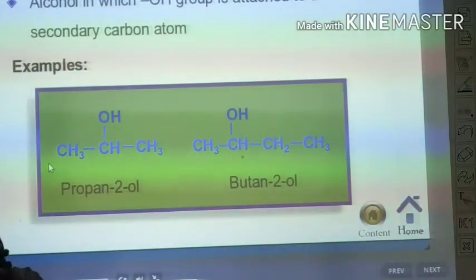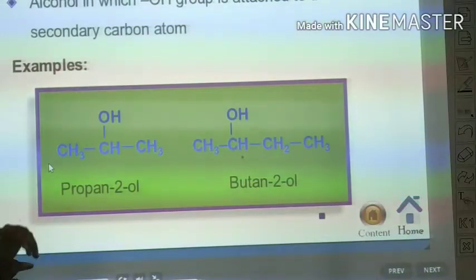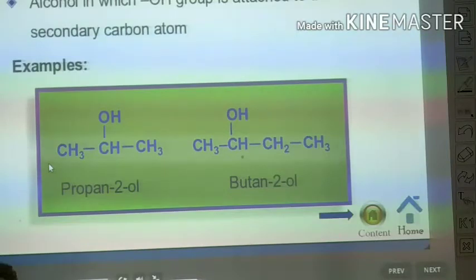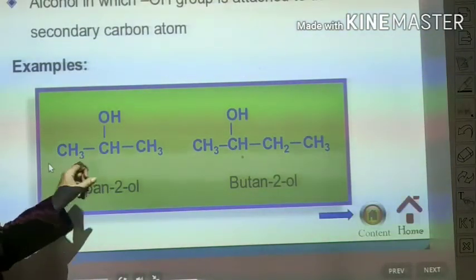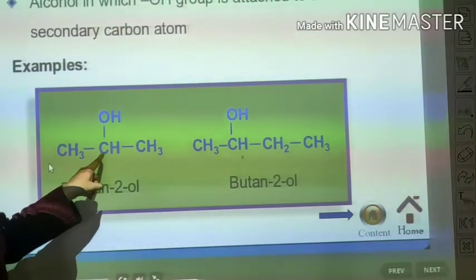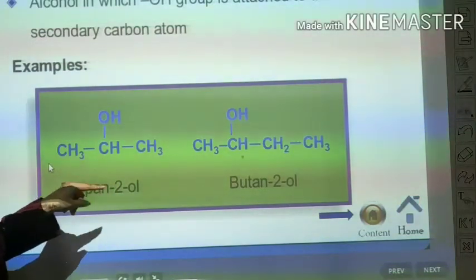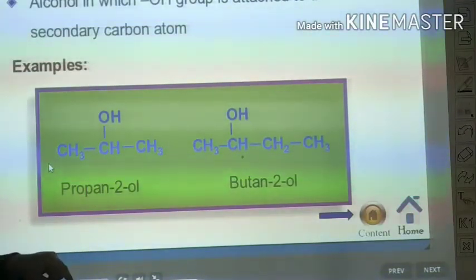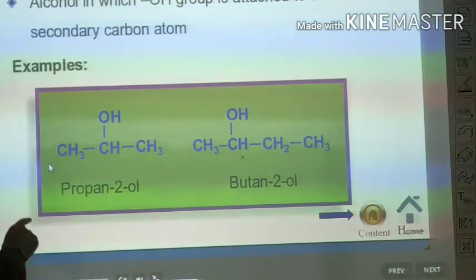Next, secondary alcohol. Those alcohols in which the OH group is attached with a secondary carbon atom. So look at this carbon. It is already attached with two carbons. So this one is called secondary carbon. Or you remember in this way, the functional group of secondary alcohol is CHOH.